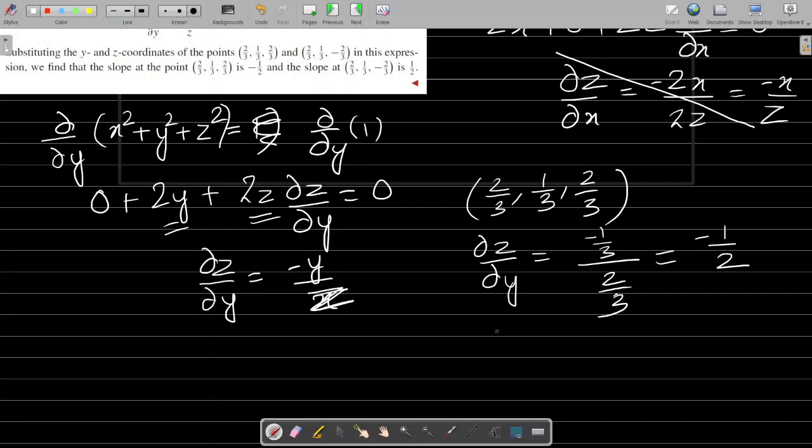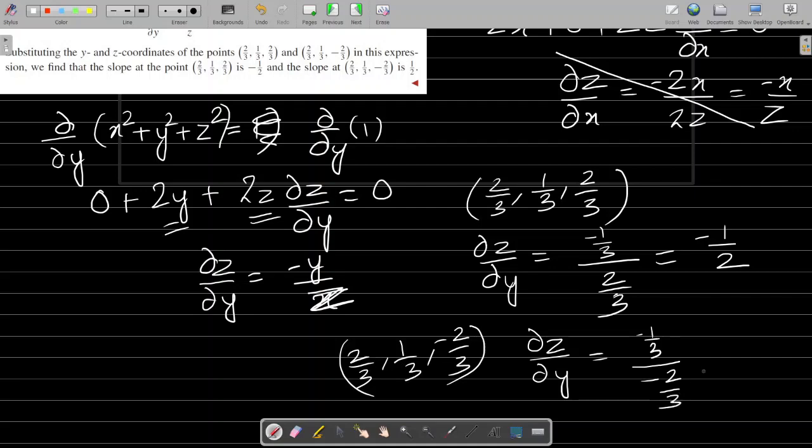Now let's do the other point. What is the second point? 2 by 3, 1 by 3 and minus 2 by 3. So at that point, dou z by dou y is equal to minus y by z, that is minus 1 by 3 by minus 2 by 3, which is equal to 1 by 2. So slope in the y direction at the point 2 by 3, 1 by 3, 2 by 3 is minus 1 by 2, and the slope in the y direction at the point 2 by 3, 1 by 3, minus 2 by 3 is 1 by 2.